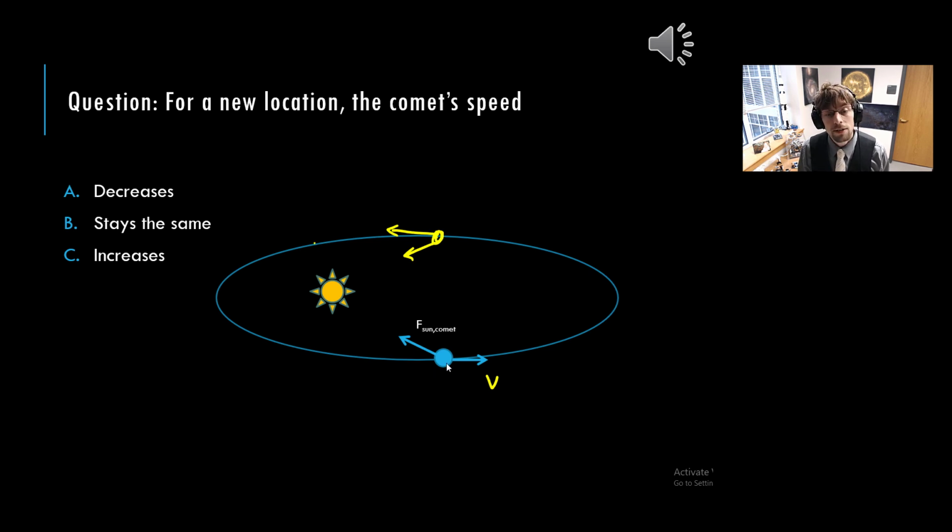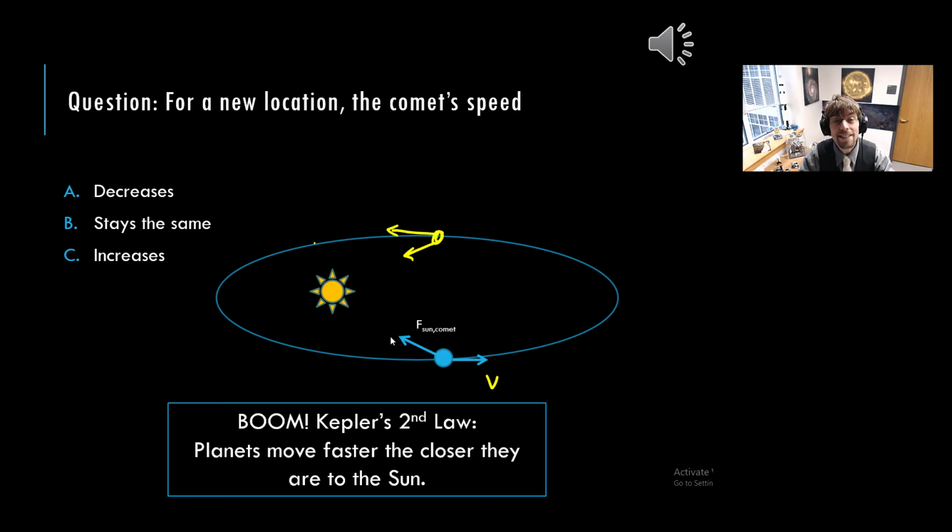Okay? Down here, as the comet moves away from the sun, the gravitational force slows the comet down. As it moves closer to the sun, it speeds up. As it moves further away, it slows down. Right? That is Kepler's second law.